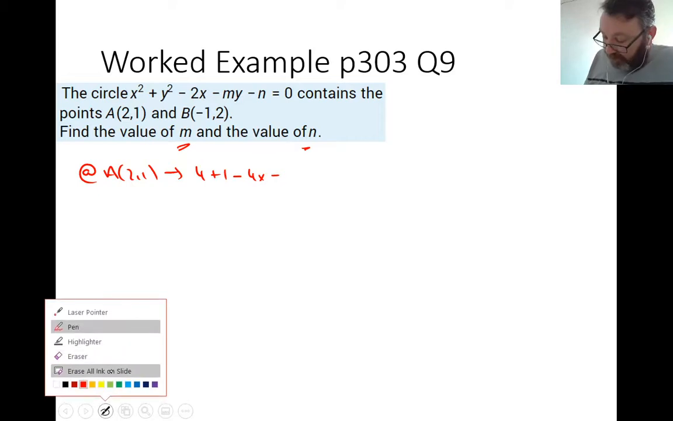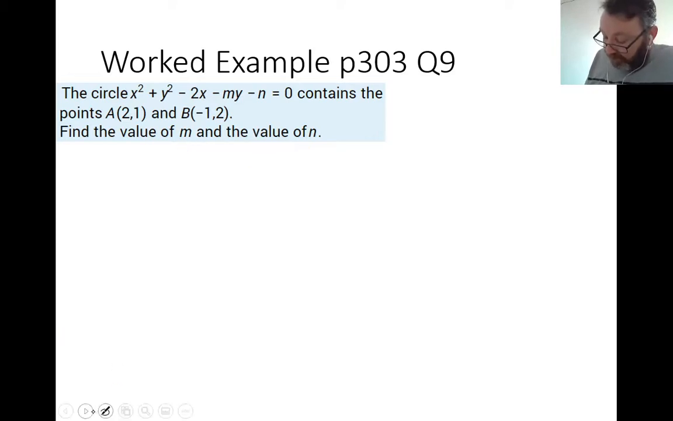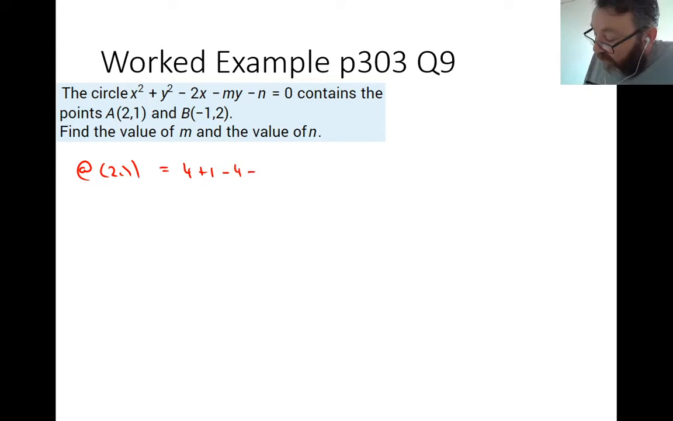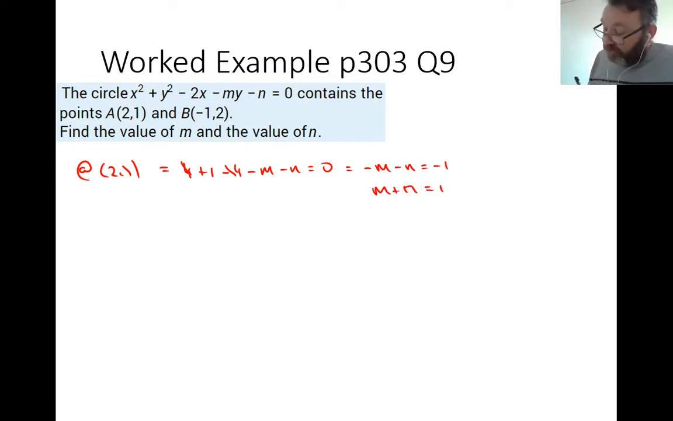Let me just do that again very quickly. I'm going to start again. Okay, so we're going to put (2, 1) in there. So at (2, 1), what happens? 2 goes in for x, that becomes 4. 1 goes in for y, that becomes plus 1. Minus 2 2's, that's minus 4. Now y goes in there, that's minus m minus n equals 0. So straight away the 4s cancel, and that leaves you with minus m minus n equals minus 1. Or put that another way, m plus n equals 1. So there's your first equation.